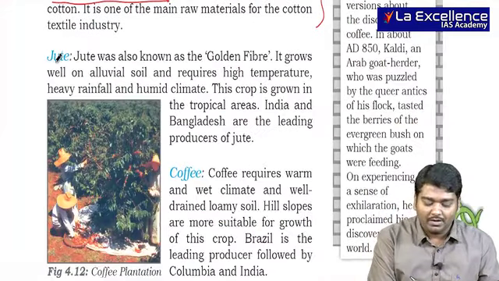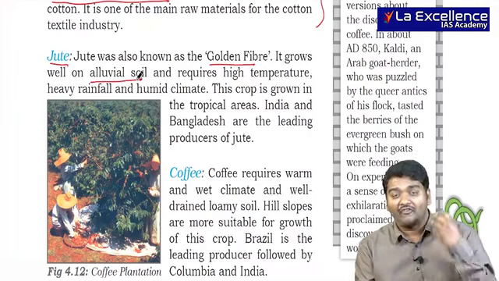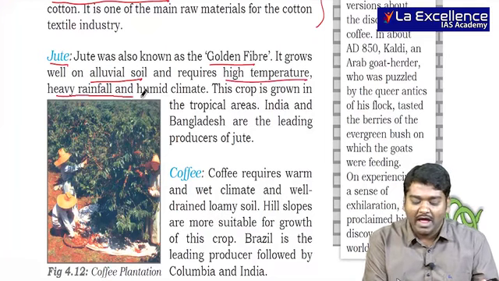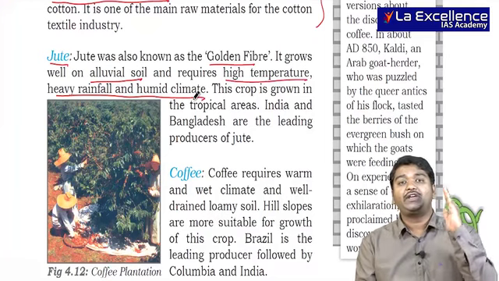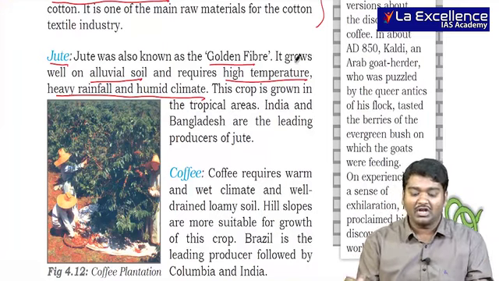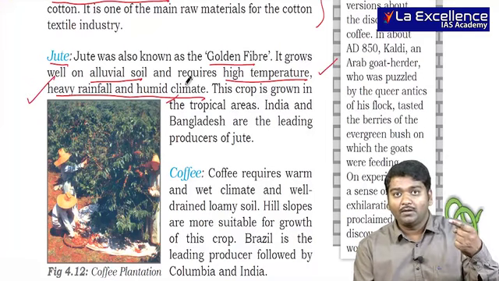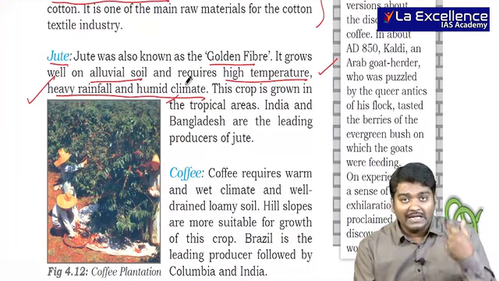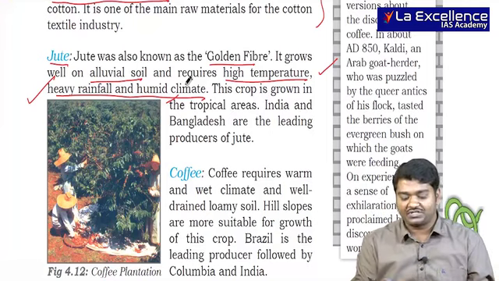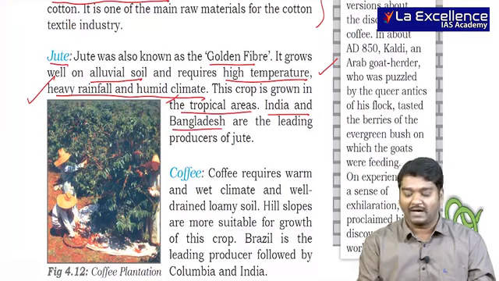Then you have jute. It is also called the golden fiber. It grows in alluvial soil where you require good fertility, and it requires high temperature, heavy rainfall and humid climate. Usually in Rajasthan, Gujarat you don't find it, but you find it in West Bengal, Bangladesh, where you have high temperature, heavy rainfall and humid climate. Cotton: high temperature, less rainfall, and dry climate. Jute, opposite. This crop is grown in the tropical regions, especially India and Bangladesh.